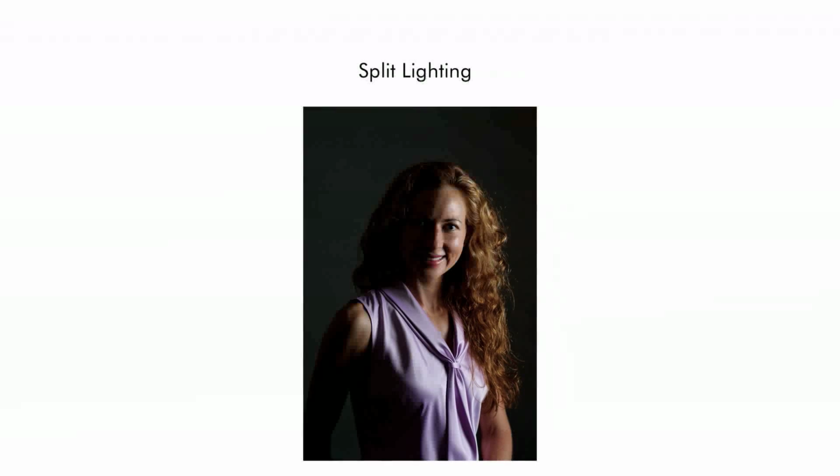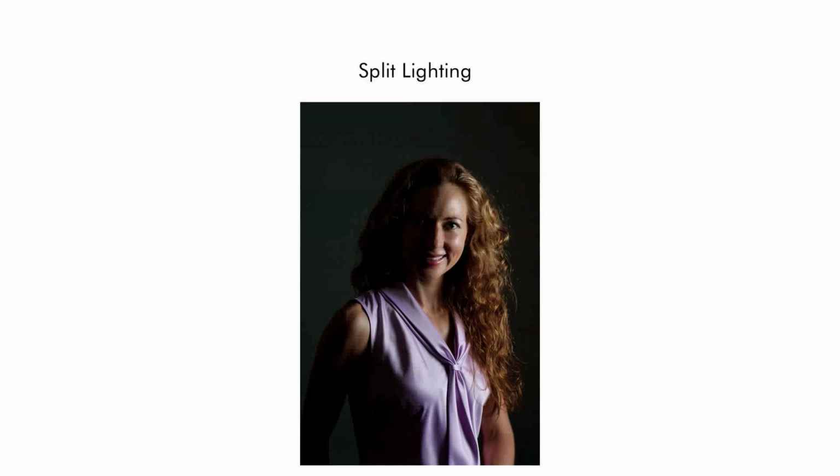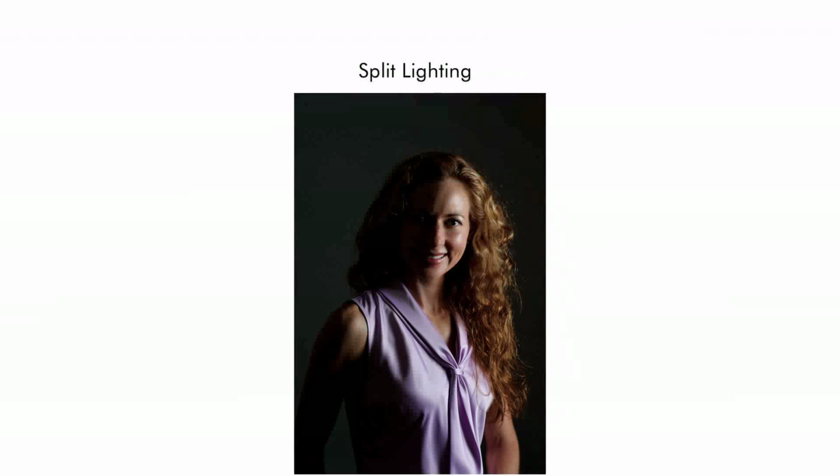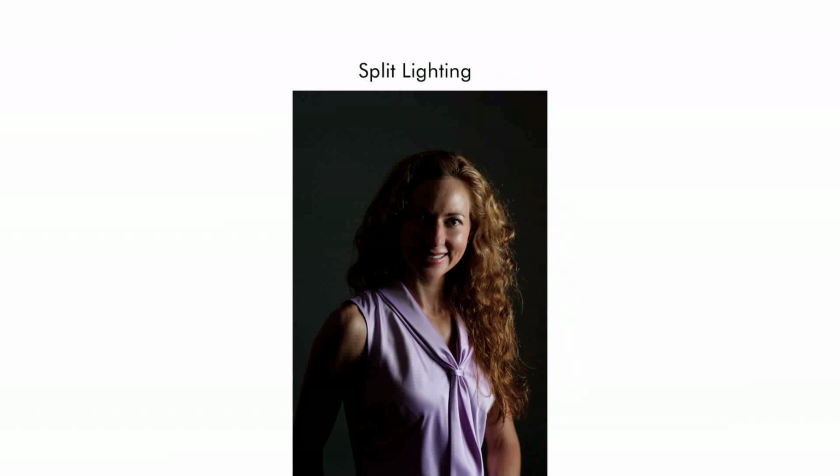Split lighting is achieved by positioning the light at 90 degrees to the right or left of the subject and 20 to 30 degrees above. It can slim a face and hide imperfections on the shadow side, but it also accentuates texture and imperfections in the skin. It's most often used on men.